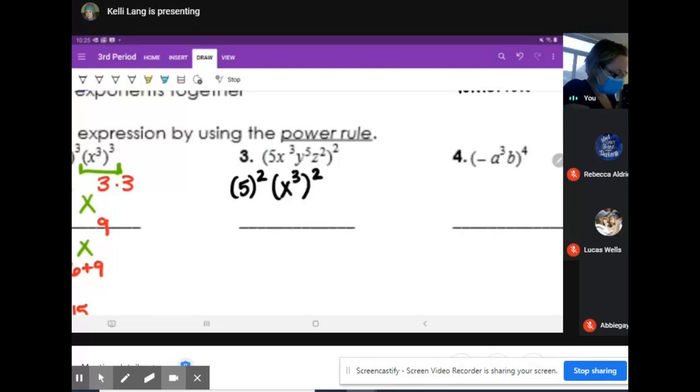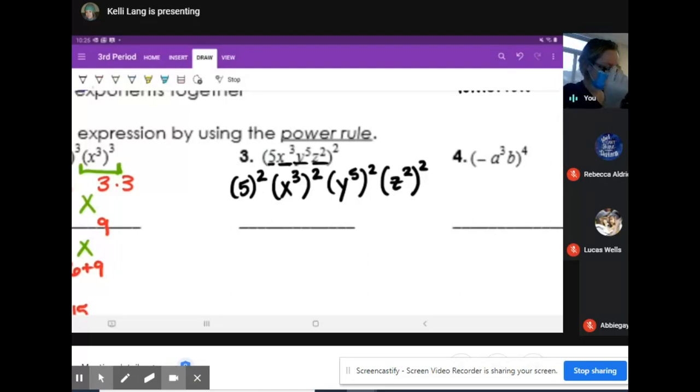So I start with the 5, and I write 5 squared. And then I do the x cubed, and I write x cubed squared. And then we do y to the 5th. We write y to the 5th squared. And then we've got z squared squared. So all 4 of the bases that were on the inside now have to have that 2 as an exponent.